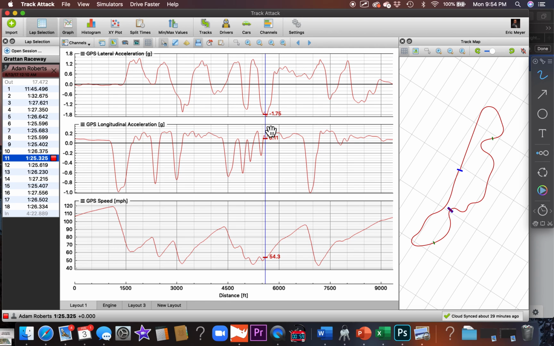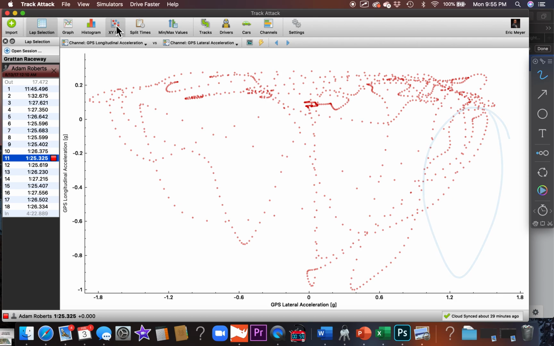For this lap, it generated negative 1.75 lateral G's, which is massive. In this case, it was a left-handed turn, right? Probably on some sticker Hoosiers and on a great day, and he's hooked up. So there you go. Those are the big five. These are the big three of the big five: speed, long, lap, track map, and a little bit of friction circle, often called an XY plot or a GG plot. Most people call it friction circle.